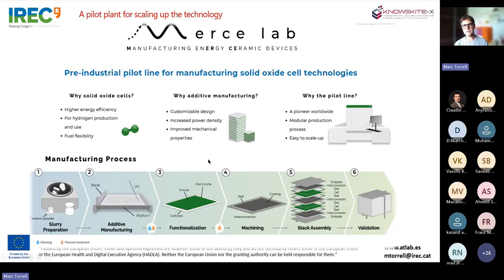So for producing that and for scaling up this, although we have industrial machines, we have created a pilot line in our facilities called Mercelab, Manufacturing of Energy Ceramic Devices, where we have the complete process. We start with the preparation of the slurry. We can prepare these photocurable slurries with any of the materials that I commented. Then we have all the steps of the additive manufacturing. I will show you then the machine we're using.